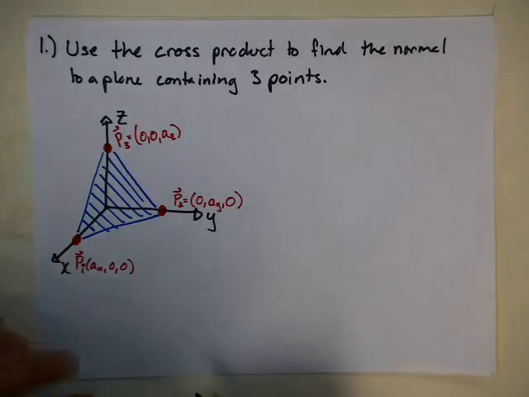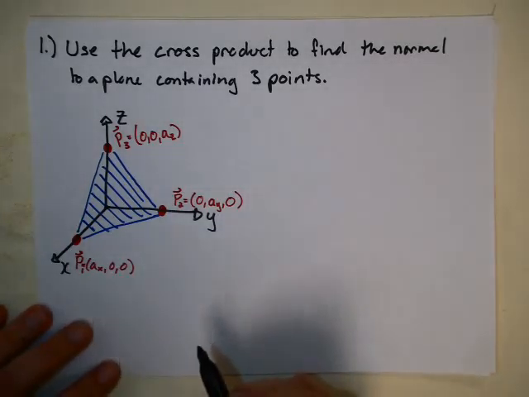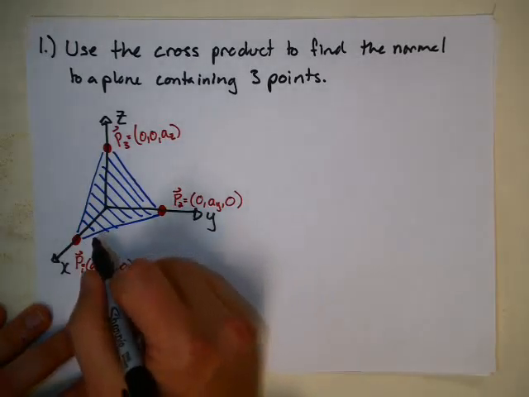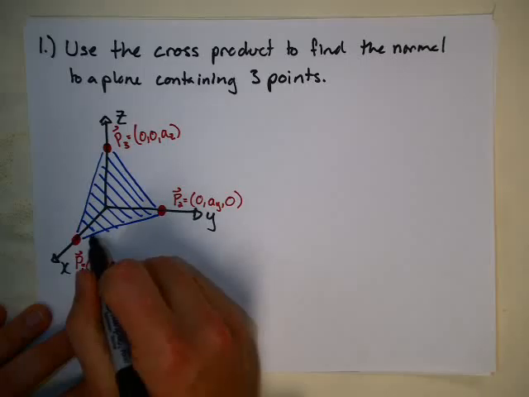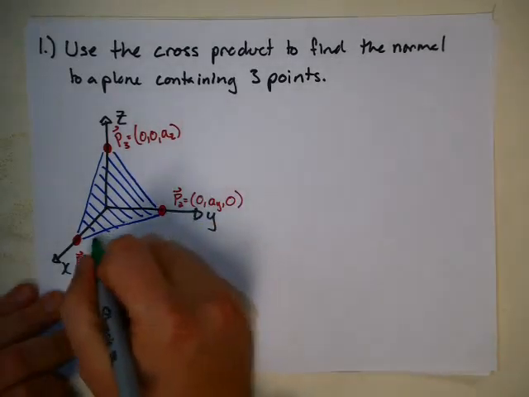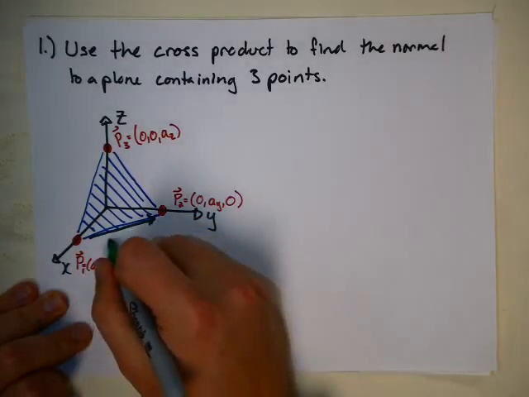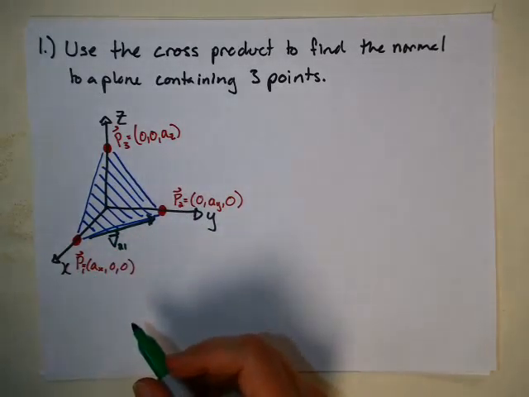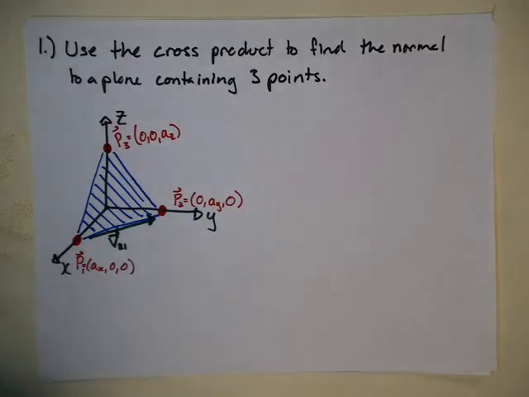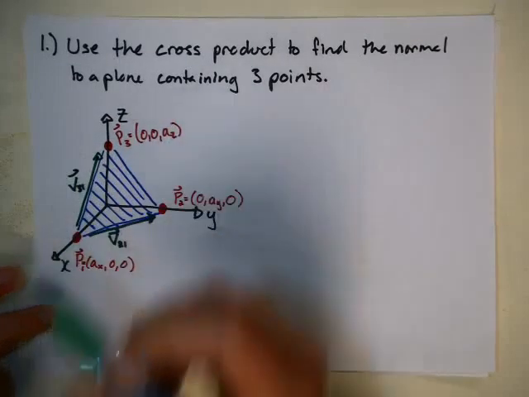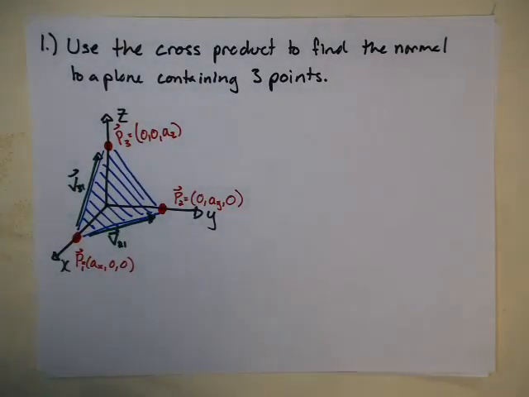So what I'm going to do is look at 2 different vectors that are in the plane and take their cross product, so it'll get me a vector that is perpendicular to the plane. Then I'm going to normalize it by dividing by its magnitude. The 2 vectors in the plane are these 2 vectors. We'll call V21 the vector going from P1 to P2, and the other vector V31 is the vector going from P1 to P3.